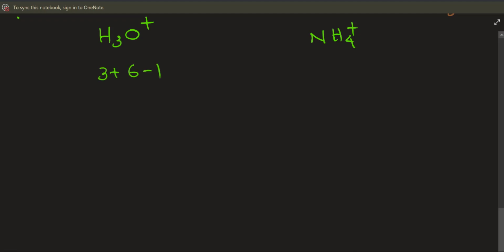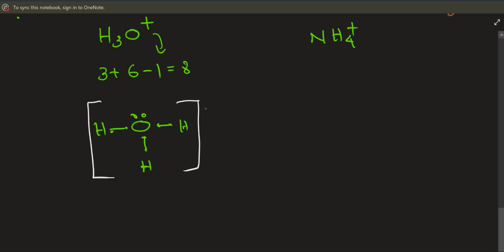H3O+, hydronium, and NH4+. Plus is a lost electron. 3 plus 6 minus 1 is 8. And then you put the oxygen in the middle, 3 sticks for each hydrogen. You have to have bonds. Now you have a leftover pair of electrons, put it on the oxygen, right? The plus is in a square bracket outside. That's how you show a charge.